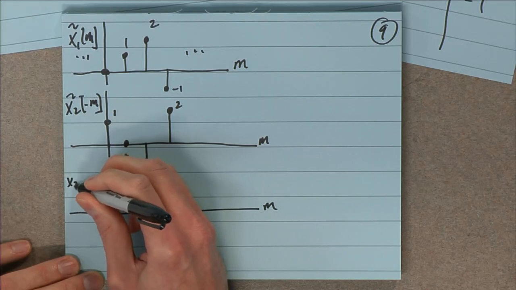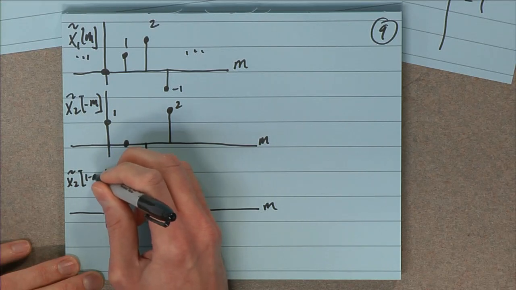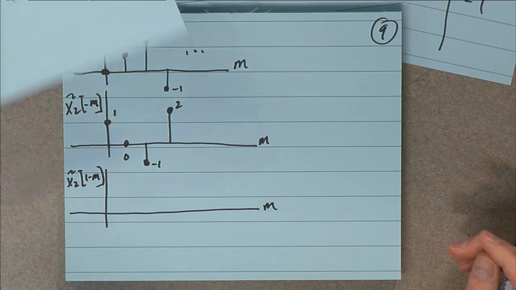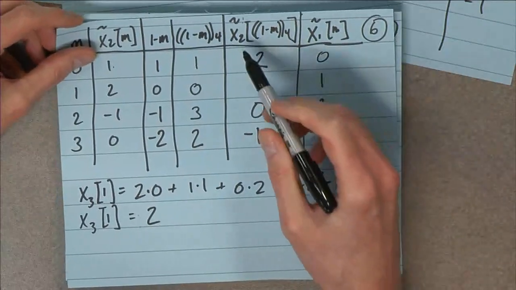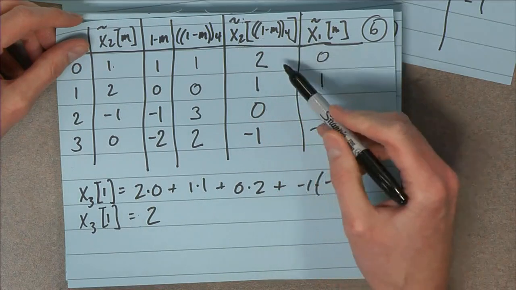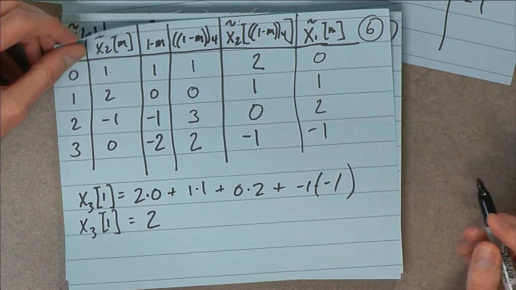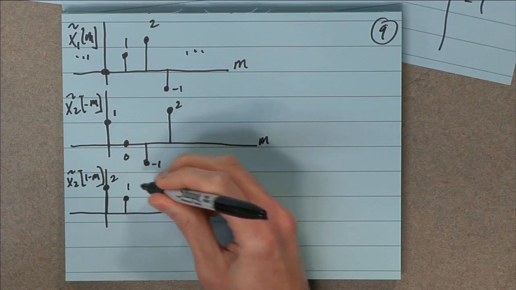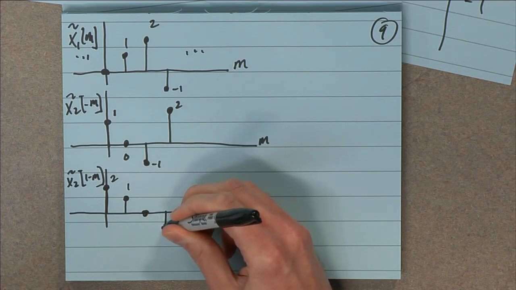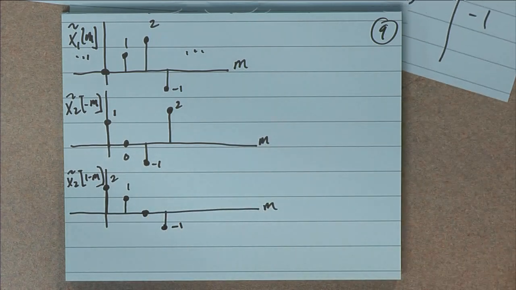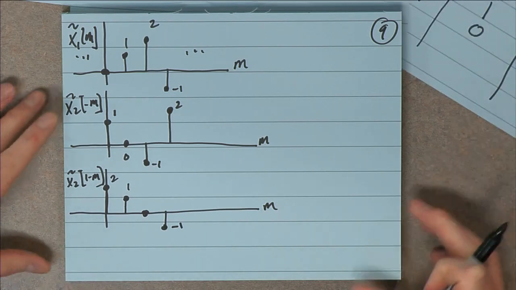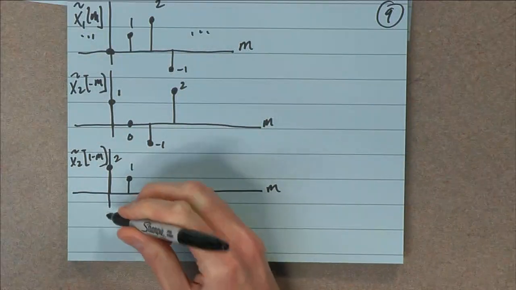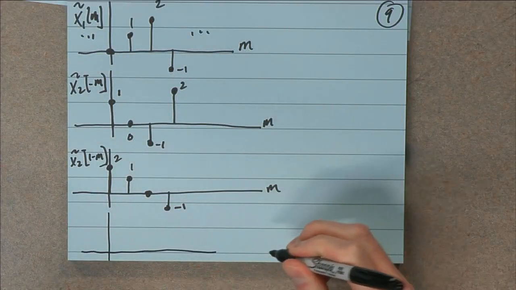What about x2 tilde of 1 minus m? That was our second try. So I'm going back to this slide, and we have it here. x2 tilde of 1 minus m was 2, 1, 0, minus 1. And if we can barely scrape that last one on here, let's see if it'll all fit. Not very well.